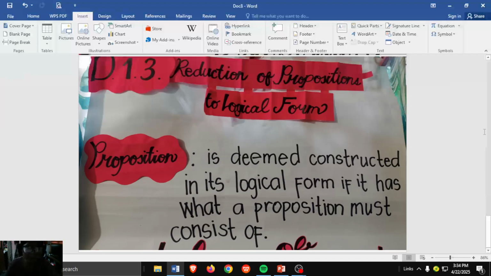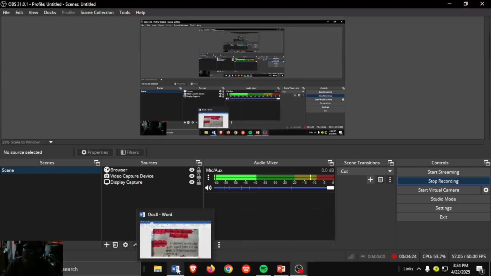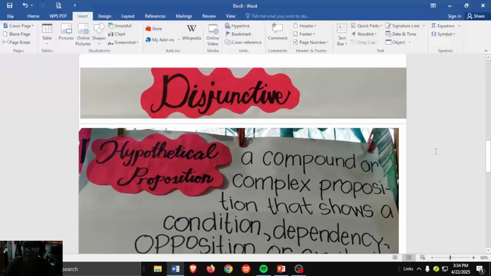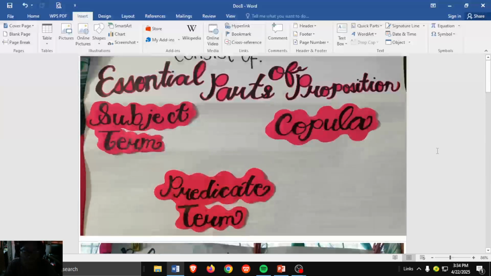Next, there are three essential parts of a proposition. Here they are: the subject term, the copula, and the predicate term. I will not dig deeper into these three essential parts because we have repeatedly discussed what these three are and what their usage is.